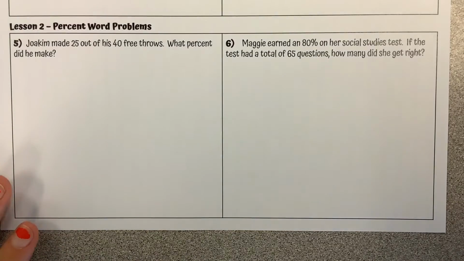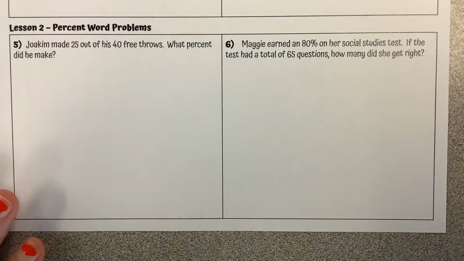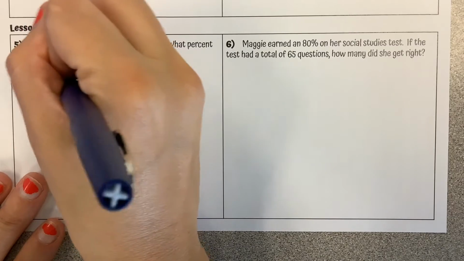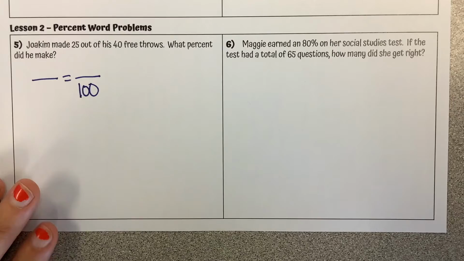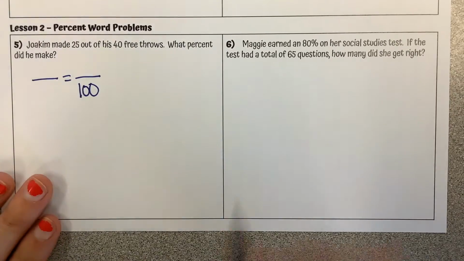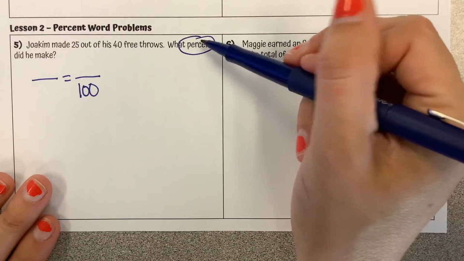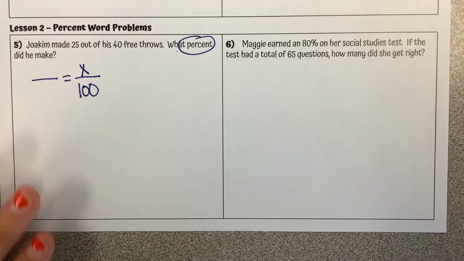So Joakim made 25 out of his 40 free throws. What percent did he make? So we can still apply a lot of the same parts of this, right? I'm going to set up my blank proportion out of 100, and I'm still going to look for my percent first because that is the easiest thing to find in my opinion. I don't see the percent sign. I see the word percent, and it says what percent, which is telling me we are solving for the percent.